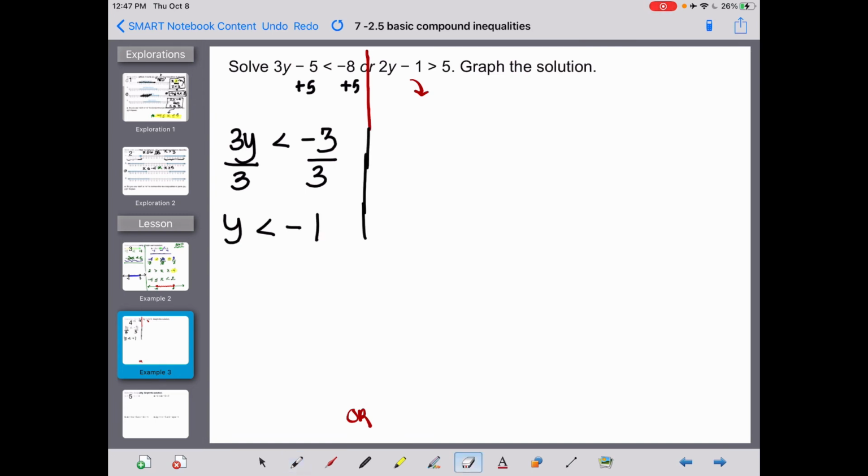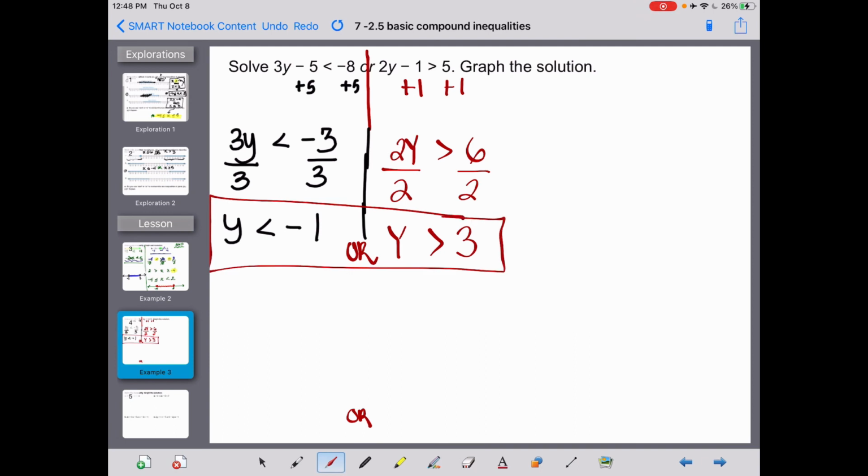On the right side, to get y alone, we start by adding 1 to both sides. Then we get 2y is greater than 6. Divide by 2 on both sides, and we get y is greater than 3. The last step would be to put the word OR in between your final answers, and there is no combining of an OR inequality.